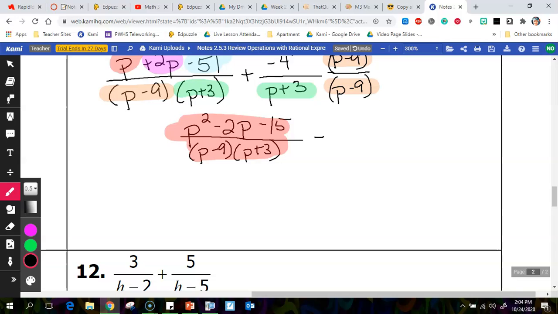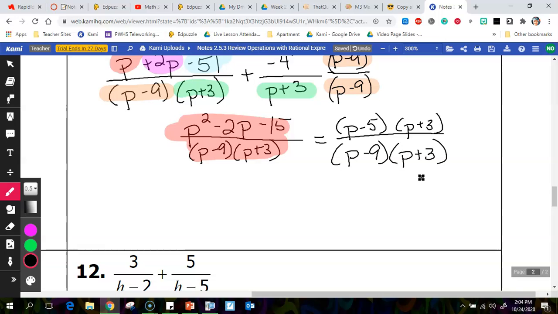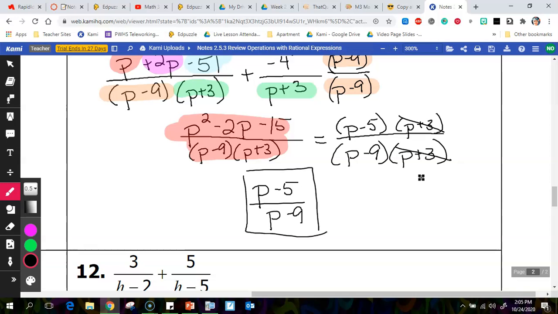Okay, so when I simplify, I have to factor both the numerator and the denominator. When I factor that numerator, that's going to be p minus 5, p plus 3. Bring over the denominator because it's already factored. Okay, what can be marked out? The p plus 3 can be canceled. My answer is this, and that's p minus 9.